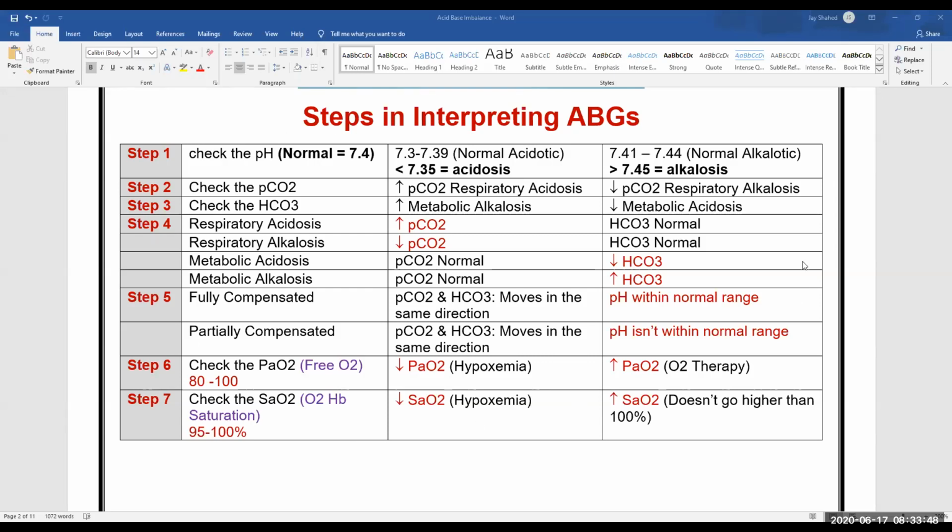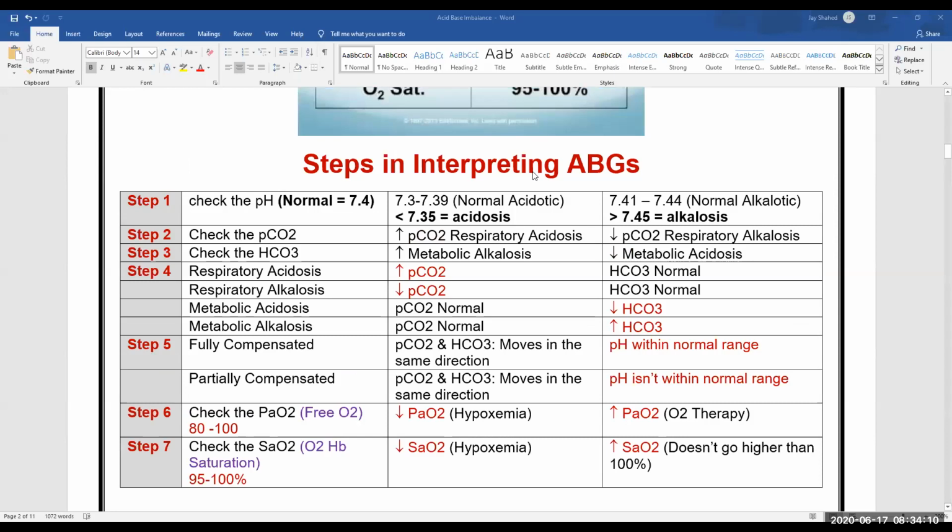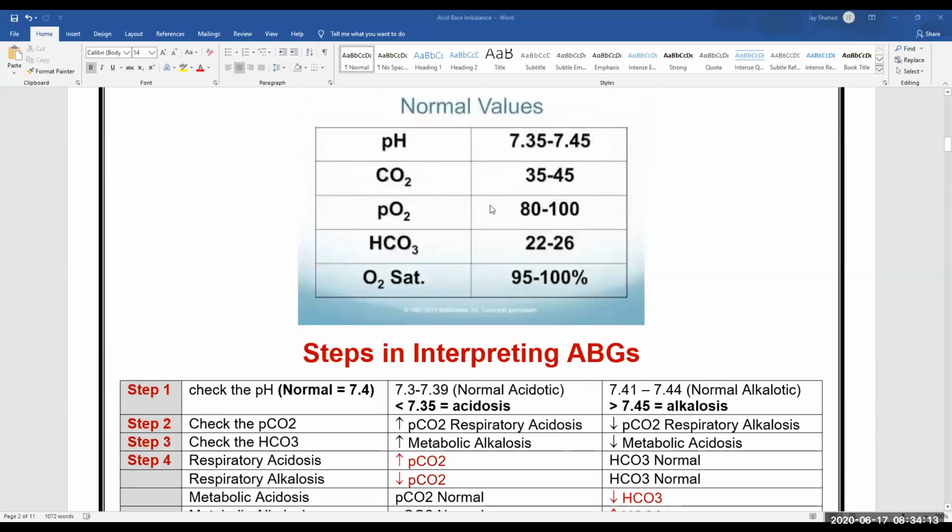So these are the steps to detect or determine what the problem is with the patient. You need to look at this chart very well and understand it in order to solve acid-base problems. So step one, you're going to look at the pH. Here are your ABGs: pH, CO2, HCO3. The O2 and the O2 saturation are fine, but what are the main ones? 1, 2, and 3. So you look at the pH.